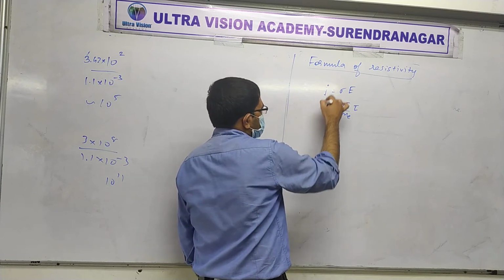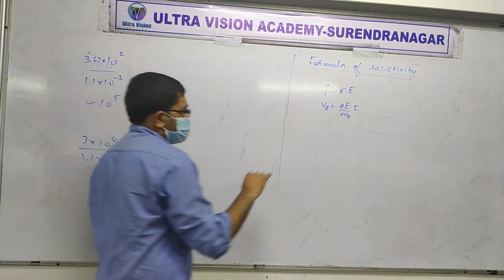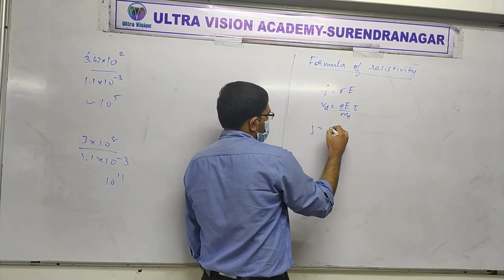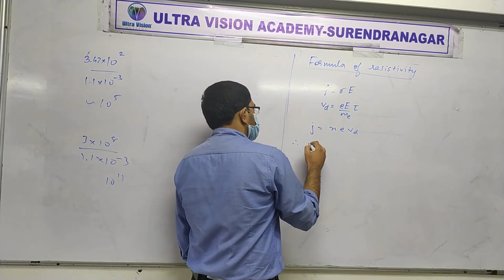And is there a relation between J and Vd? What's the relation? J equal to n e Vd. Okay. Put value of J, put value of Vd.